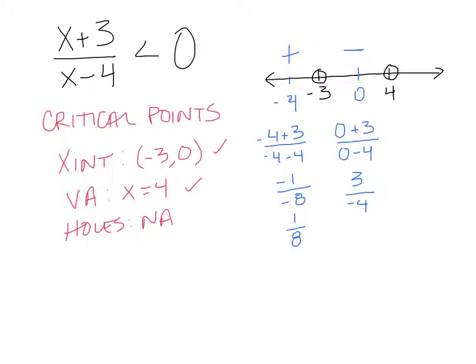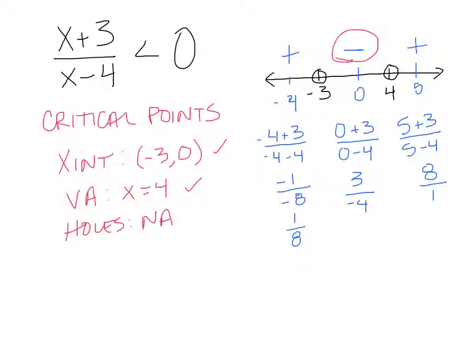Now you need to choose something in the last interval, and I'm just going to choose 5. So I'm going to plug in a 5 for all my x's. So I have 5 plus 3 over 5 minus 4, which is 8 over 1, which is a positive number. Now I'm looking for where it is less than 0. And what kind of numbers are less than 0? Negative numbers are. So that's the interval I'm going to use. The interval between -3 and 4.